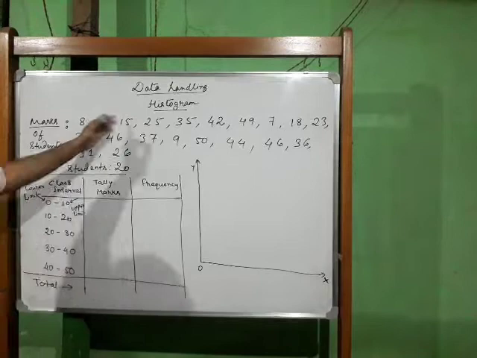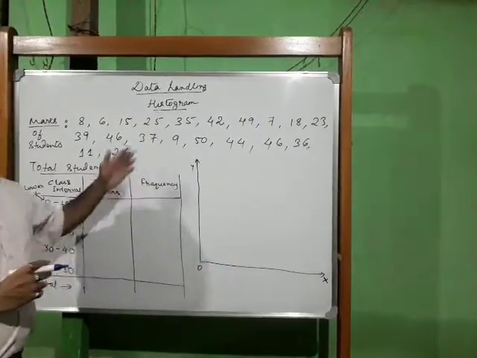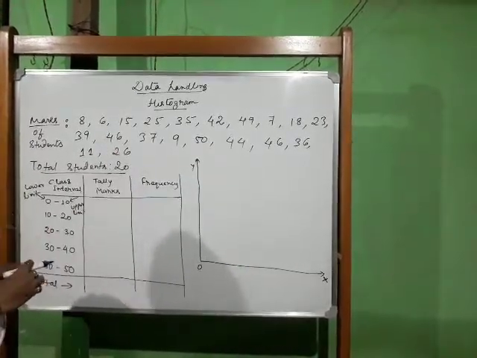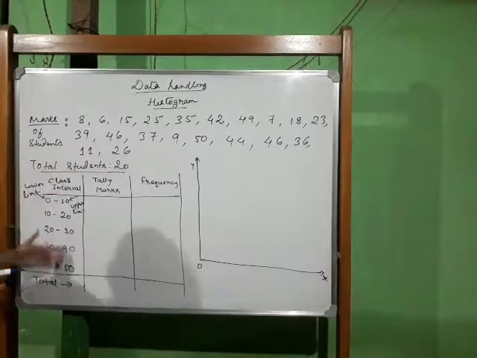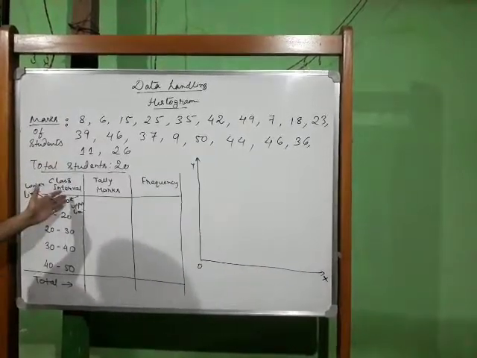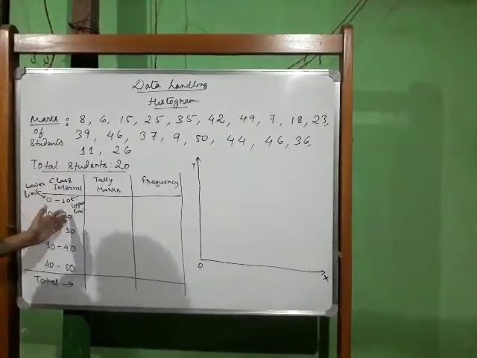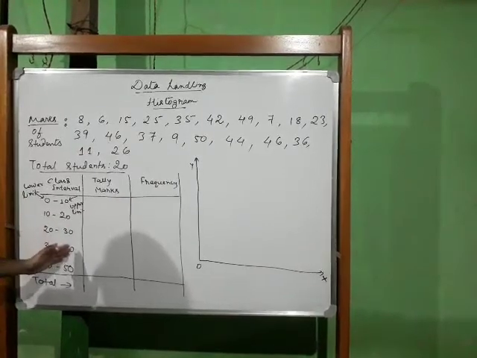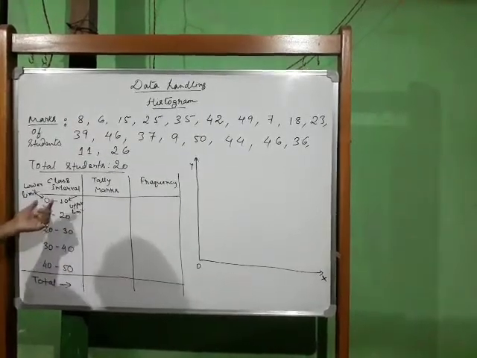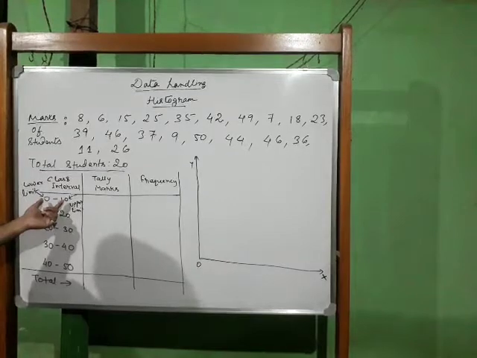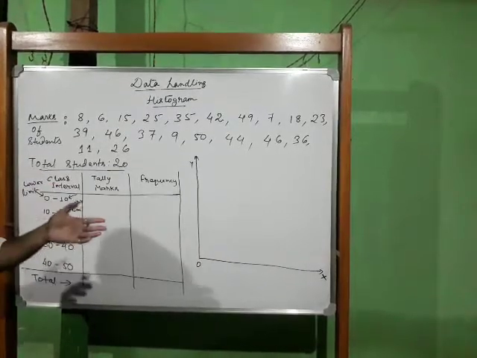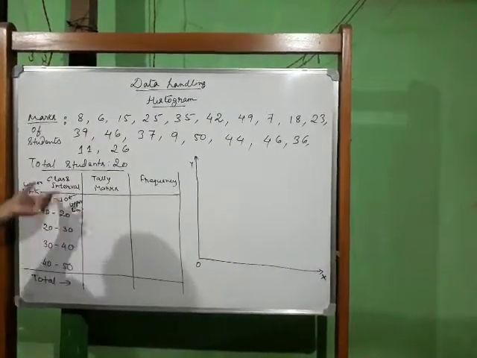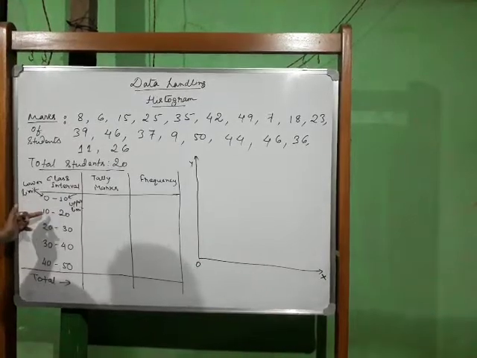Since the marks are out of 50, I have taken the class intervals this way: 0 to 10, then 10 to 20, 20 to 30, 30 to 40, 40 to 50. You can see for 0 to 10 the difference is 10, because 10 minus 0 is 10. In each interval the difference is 10.